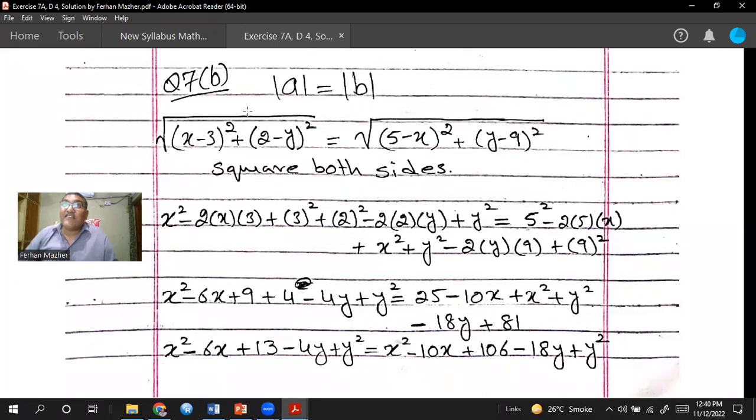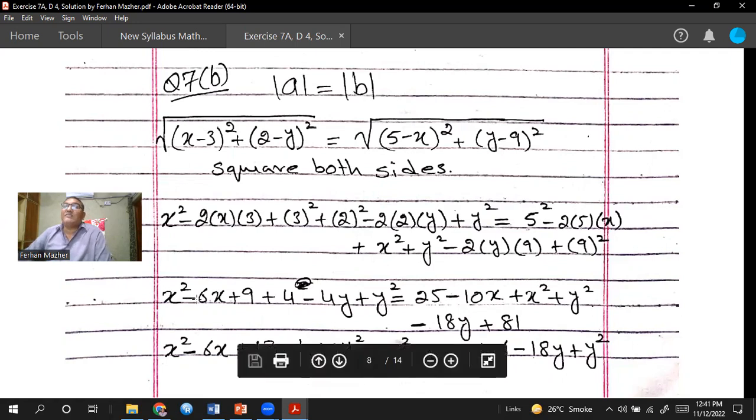When you square both the sides, the square root on this side and the square root on that side will both be cancelled. So when I open (x minus 3) whole square, it will be x square minus 2 into x into 3 plus 3 square. Then I will open (2 minus y) whole square: 2 square minus 2 into 2y plus y square. It equals, when I open (5 minus x) whole square, 5 square minus 2 into 5 into x plus x square. When I open (y minus 9) whole square, it will be y square minus 2 into y into 9 plus 9 square.